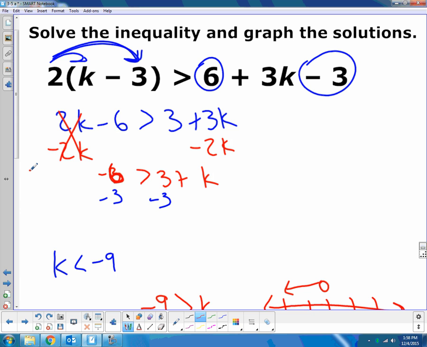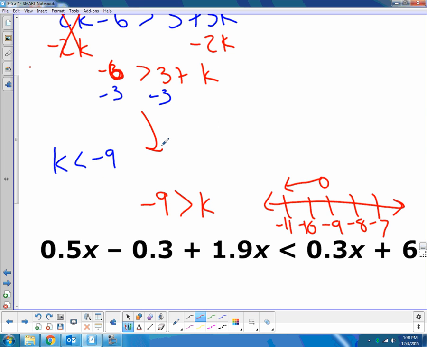Negative 6 minus 3 is going to give me that negative 9 that I have for my answer. And I ended up then with what's in red here, that negative 9 is greater than k, because negative 6 minus 3 is negative 9. If you had it flipped around, that would be okay too.